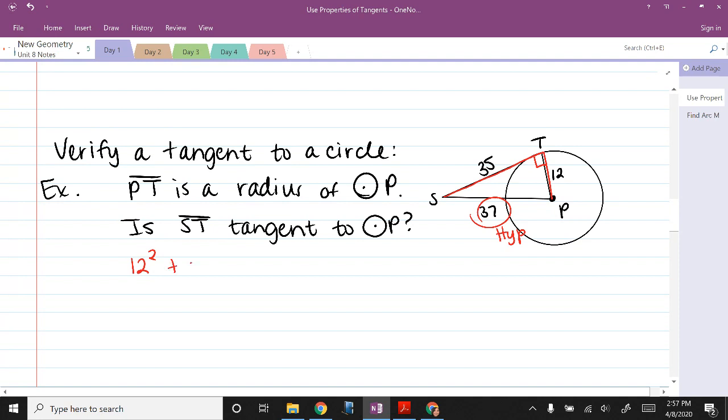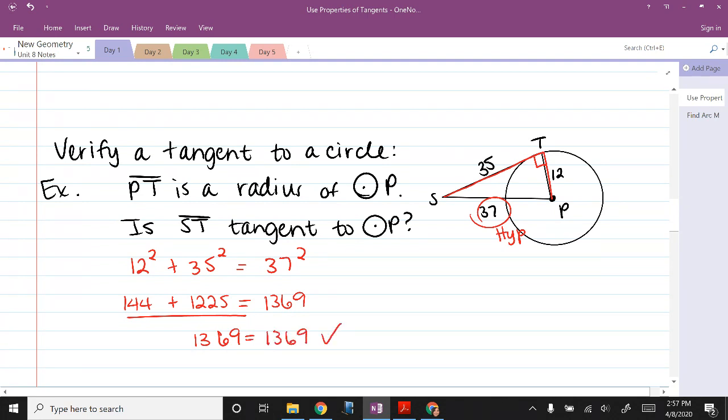Leg squared plus leg squared equals hypotenuse squared. So 12 squared is 144. I am using my calculator to help me. 35 squared is 1225. And 37 squared is 1369. And then I'm going to add those to verify. 144 plus 1225 does equal 1369. So when it says, is segment ST tangent to circle P? Yes, because the Pythagorean theorem works.